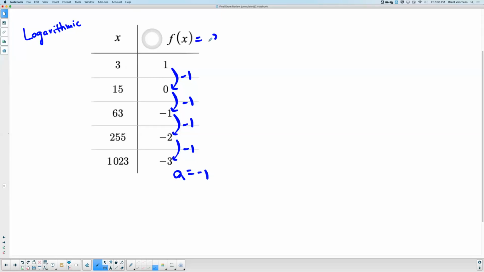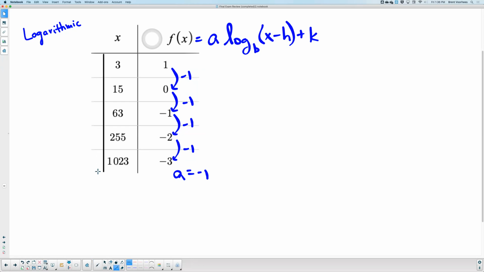So if we're writing a logarithm, it follows this form. A log B x minus h plus k. Well, we already found the A. We've already found the A. The A is -1. The change of y, that is your A. Now let's find the base. Can y'all tell what you were multiplying by right now? No, I can't. So let's do, how do we figure it out? Let's do a change of x column and it'll help us out.